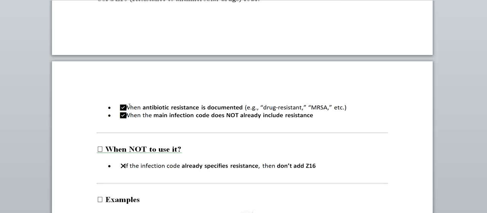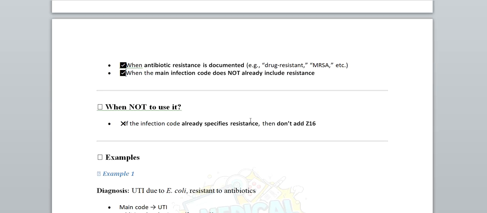when antibiotic resistance is documented, for example, drug resistant MRSA, and the main infection code does not already include the resistance. When not to use it? If the infection code already specifies the resistance, then don't add Z16.